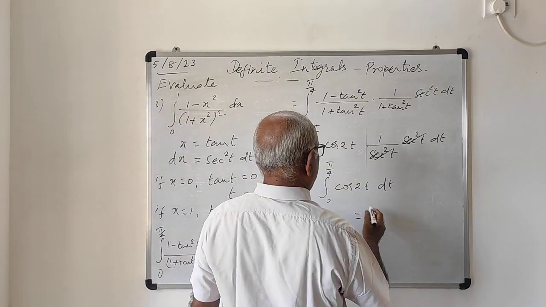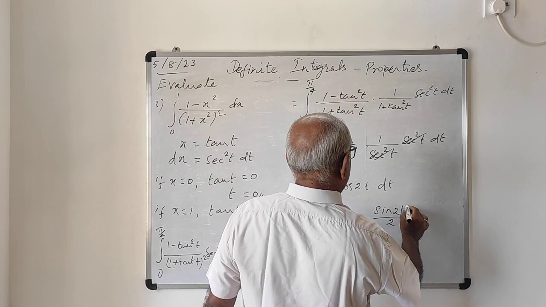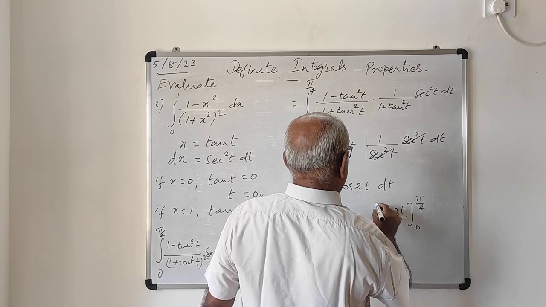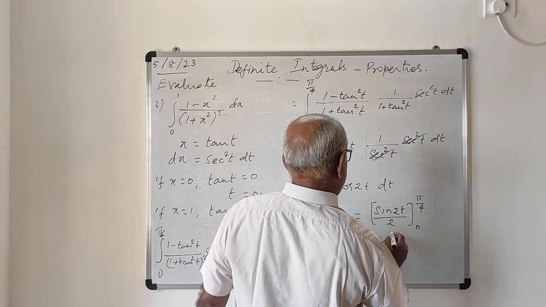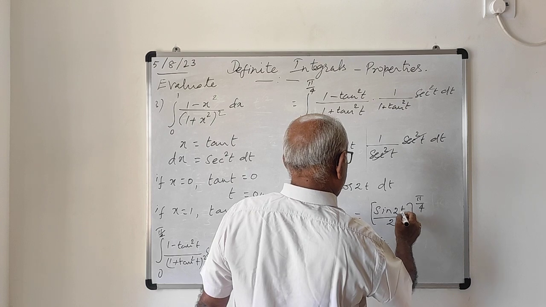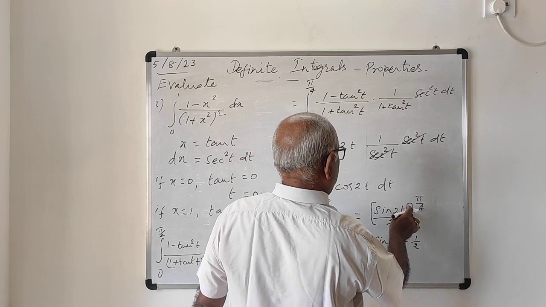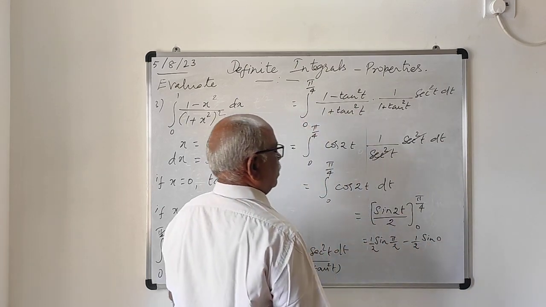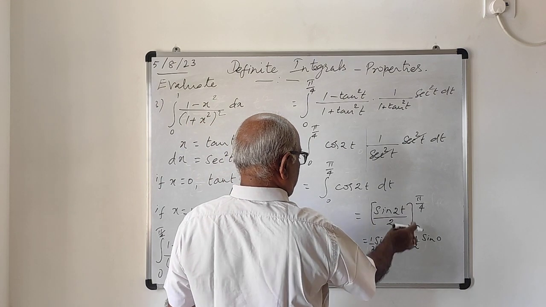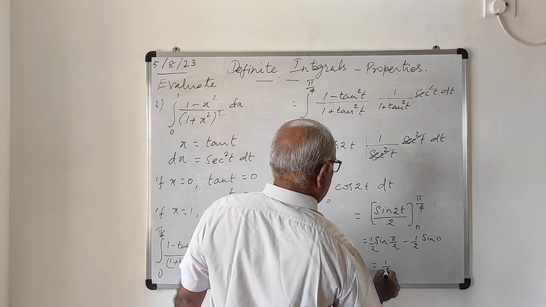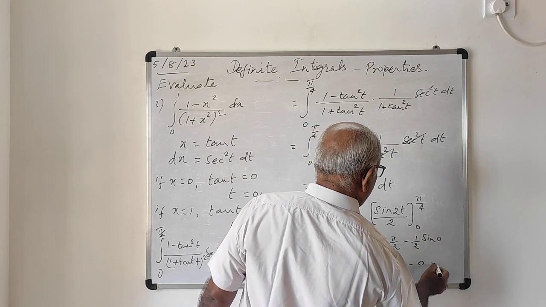Integration of cos 2t, you know. Cos 2t integrates to sin 2t by 2, from 0 to pi by 4. Now apply the upper limit, pi by 4 for t, you get 1 by 2 into sin of pi by 2, minus 1 by 2 into sin 0. 1 by 2 is common. Sin 2t, t for pi by 4, is pi by 2. Therefore 1 by 2 into sin 90 is 1, sin 0 is 0. Therefore the answer is only 1 by 2.